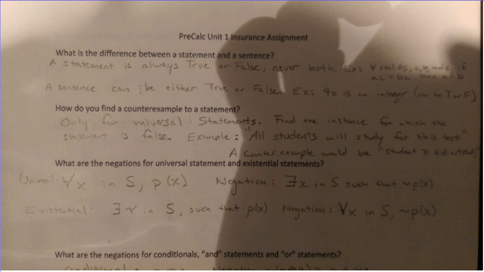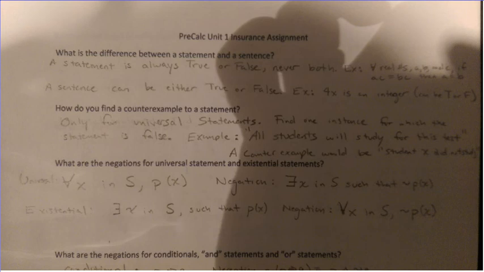So how do you find a counterexample to a statement? You can only find counterexamples to universal statements. So find one instance for which the statement is false. For example, all students will study for this test. A counterexample would be if I find one student who did not study for the test. That would prove that the statement was false.